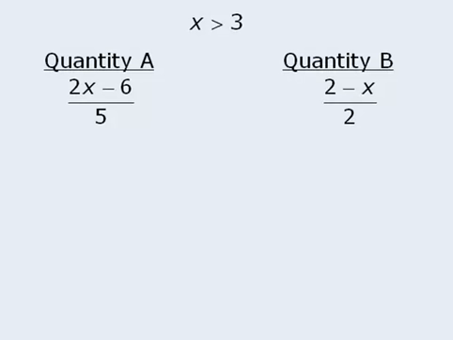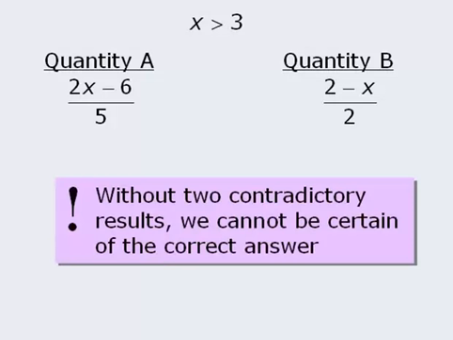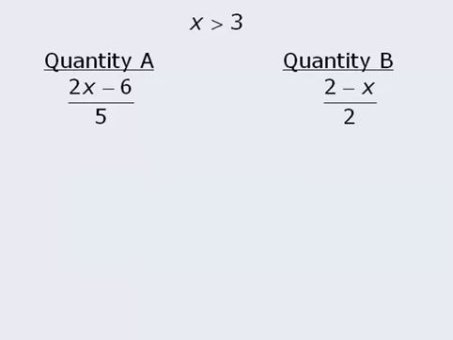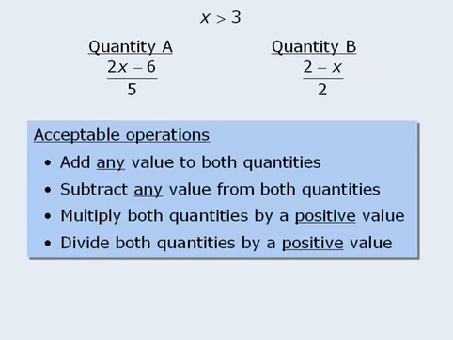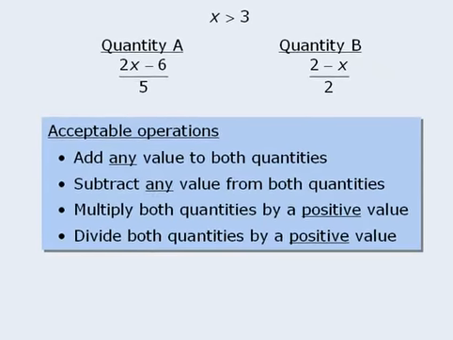Okay, one option here is to plug in values for x. But as we discussed in a previous lesson, this approach has some limitations. The biggest drawback is that without two contradictory results, you cannot be certain of the correct answer. Another option here is to perform matching operations on both quantities with the goal of simplifying the quantities so that they're easier to compare. Let's try that.